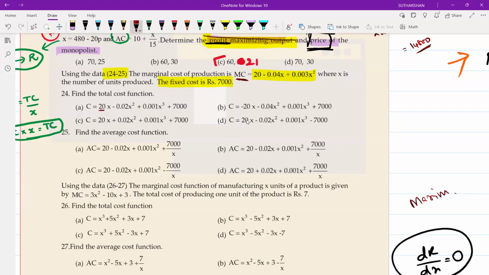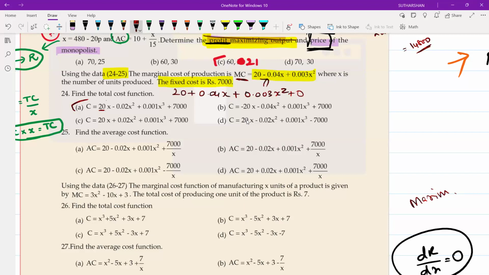20x, if I differentiate, it will become 20. Yes, sir. 0.02x square, if I differentiate, it will become 0.02 into 2, that is 0.04x. Then 0.001x cube will become 3 over there. 3 into 0.001 will become 0.003x square. Plus the constant will become 0. Correct? I have found it correctly. The marginal cost matches, so I can go with option A as my answer. Are you able to understand?